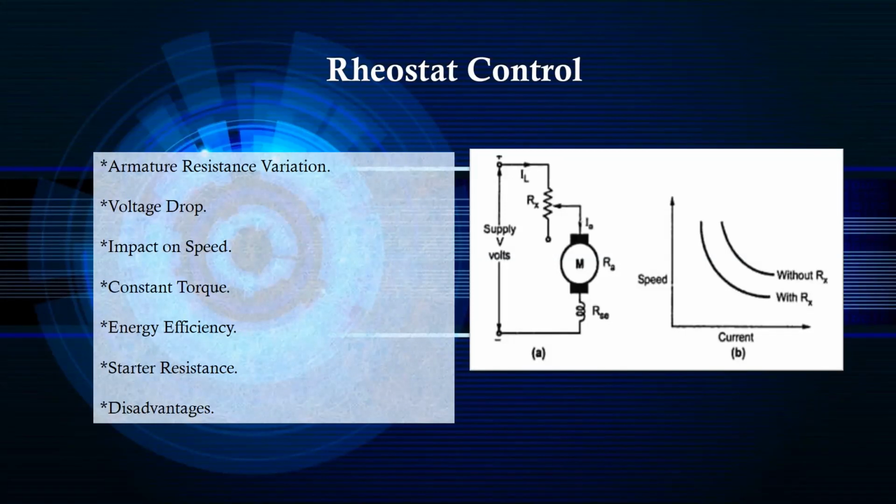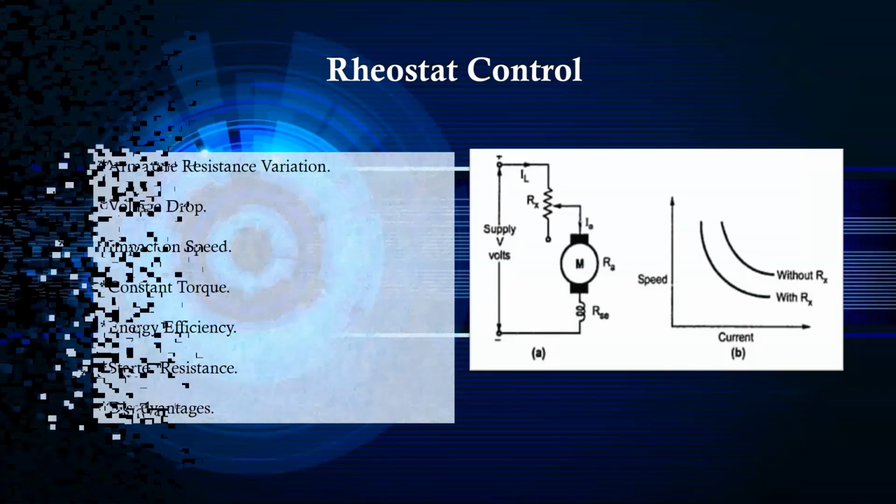Thirdly, I will talk about the rheostat control in DC motor. DC motor speed regulation involves adjusting the resistance of a rheostat in series with the motor's armature. By varying the resistance, the armature voltage changes, influencing the motor speed. While simple, it is inefficient due to energy dissipation in the rheostat as heat, making it suitable for low power applications.